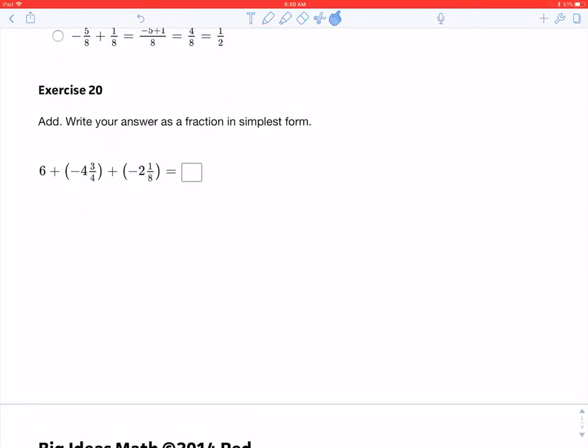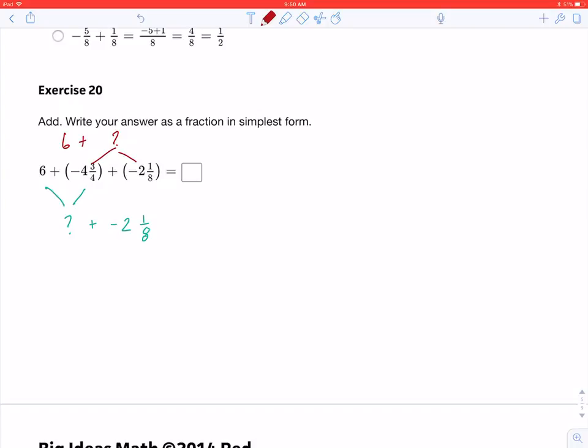And then the last one, exercise 20. I had a lot of people ask me questions on this problem yesterday, and I don't want you to overthink it, because this is just done step by step. You're going to want to begin with that 6 plus the -4 3/4, and after you figure out what that equals, then you're going to add the -2 1/8. Or maybe you want to add the negatives together first and then add the 6 to it. Either way is fine.